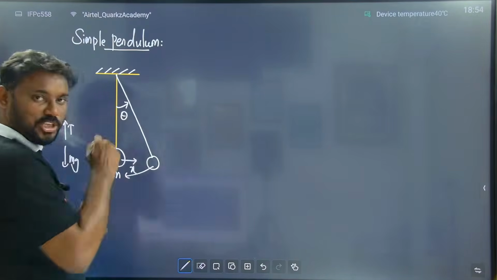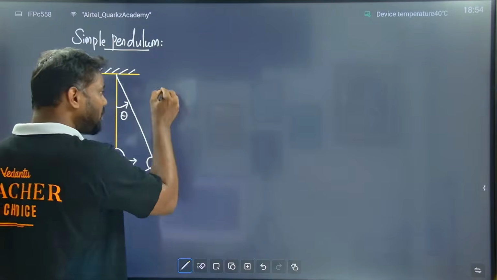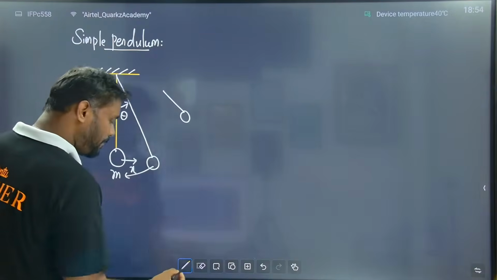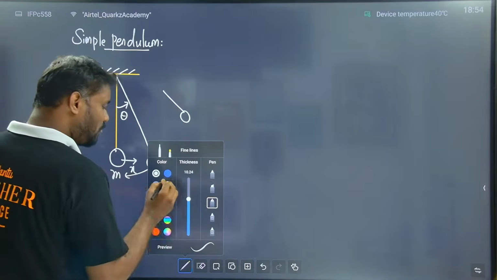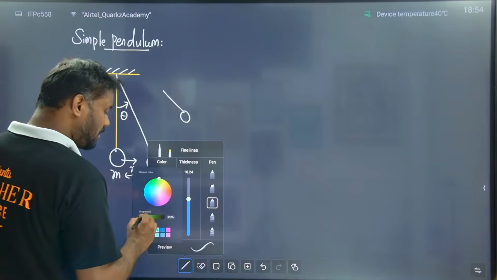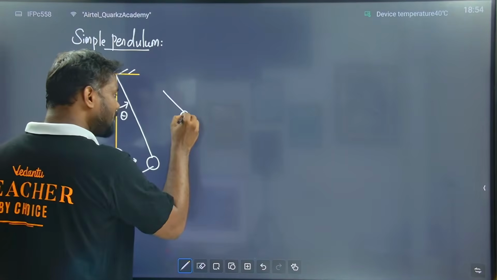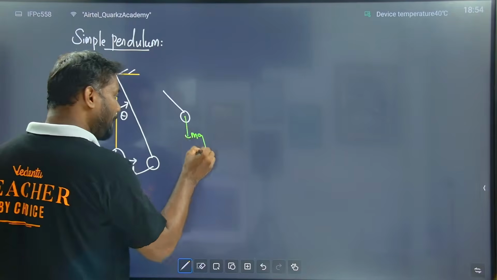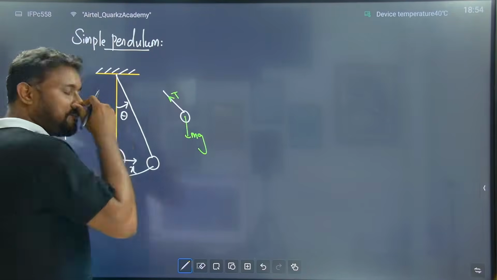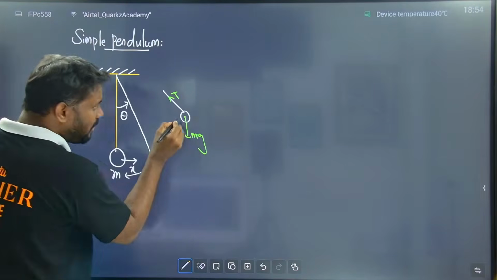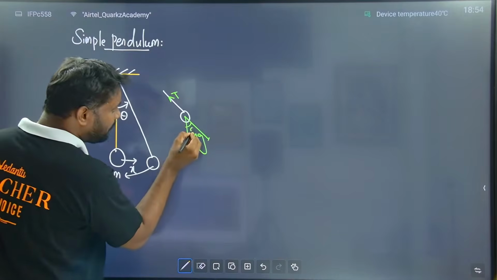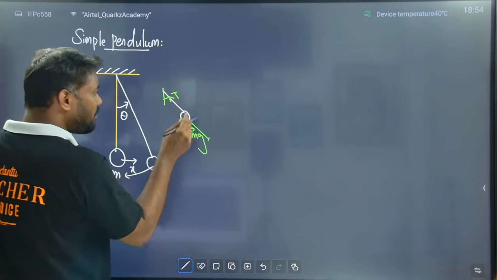Why will it come back? Because I am resolving the components. So what components am I resolving? Let us take this pendulum. Now what forces will act? Now try to answer this. What forces will act? So mg will act in the downward direction. Tension will act in this direction. Right? So can we resolve this? This is theta, because I have taken this as theta.